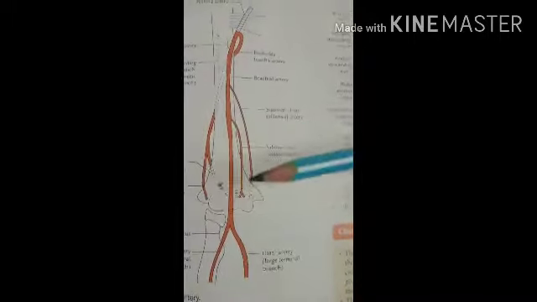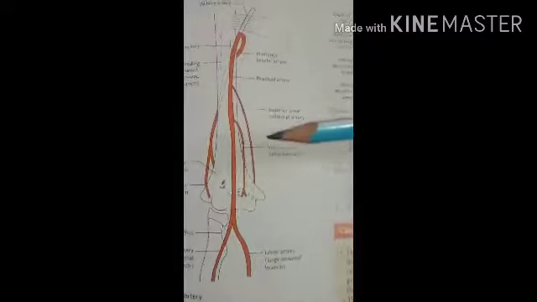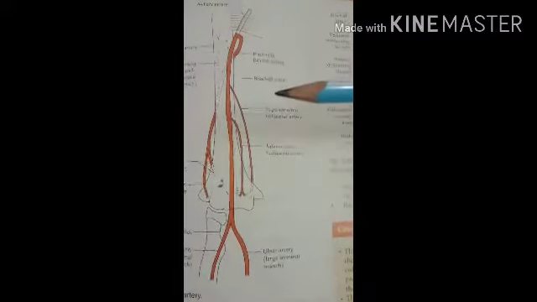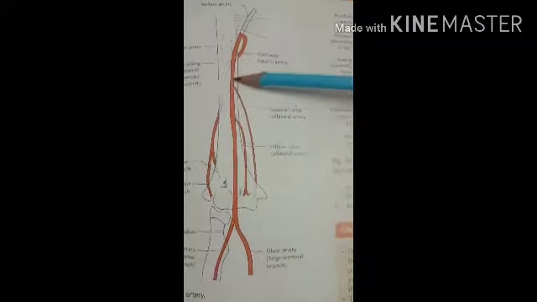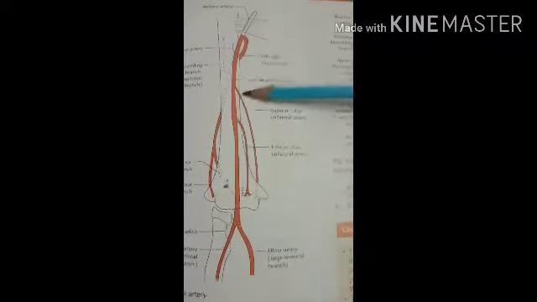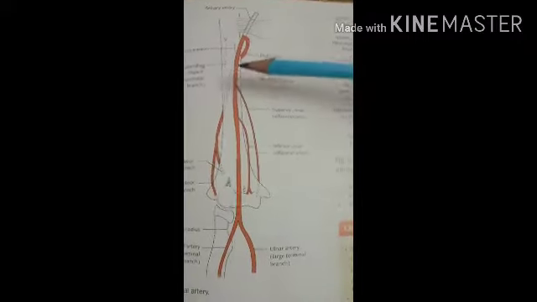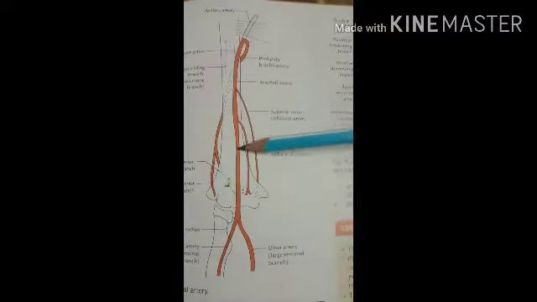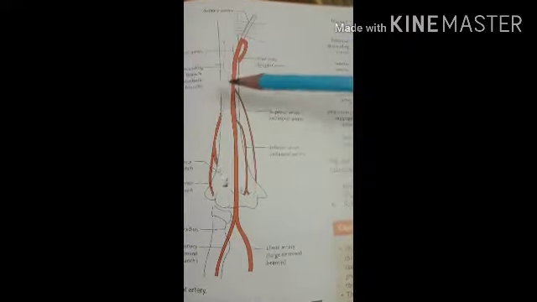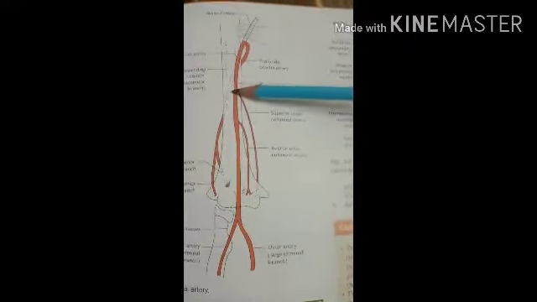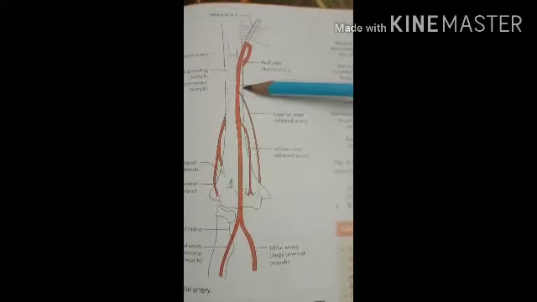Then the second clinical point: the brachial artery can be effectively compressed against the shaft of the humerus at the level of insertion of the coracobrachialis, meaning near this region, to stop hemorrhages in the upper limb. So if bleeding occurs in any region of the brachial artery, radial artery or ulnar artery, you can compress at the lower border of the insertion of the coracobrachialis to stop the hemorrhage.